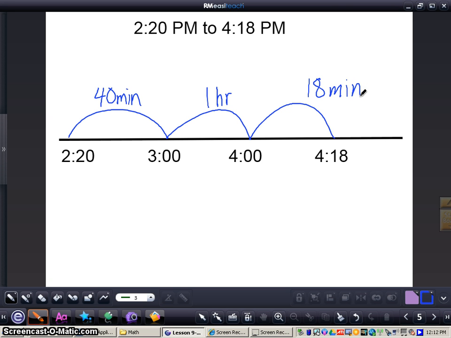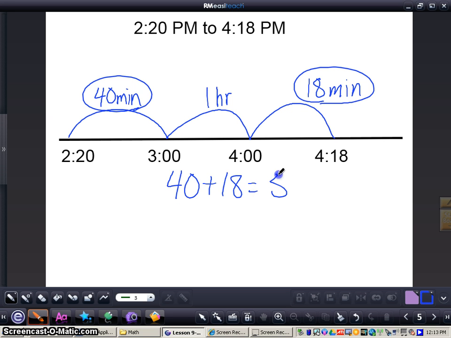So my first step, as far as what I want to do, I want to add my minutes together. I have 40 and 18. I'm going to add that together, pretty simple there. 40 plus 18 equals 58. So that's how many minutes I'm dealing with, my elapsed time. I don't have to subtract 60 from this because it is less than 60. Okay, so I have my 58 minutes that have elapsed.